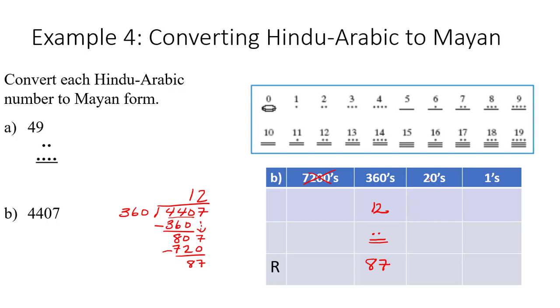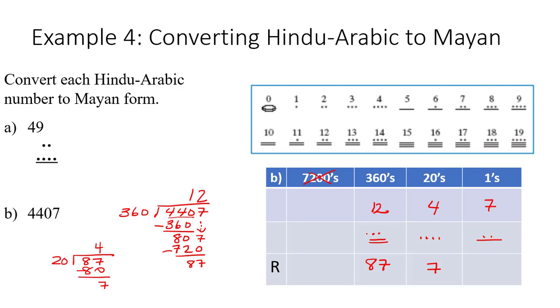This 87 we have to construct out of the 20s and the 1s. So let's see how many 20s go into 87. 20 goes into 87 4 times. 4 times 20 is 80. We subtract and our remainder is 7. So we're going to need 4 groupings of 20. The 4 is just 4 dots and the remainder is 7. We need to build the 7 out of the 1s. So from the 1s, we're going to have 7 of them, which is represented with a 5 with 2 dots.